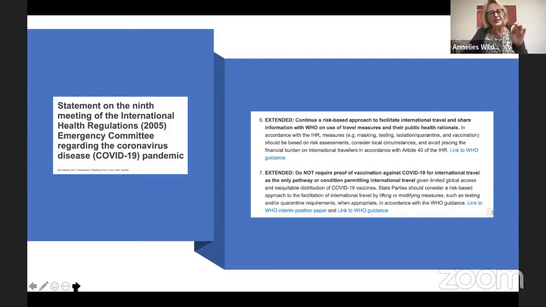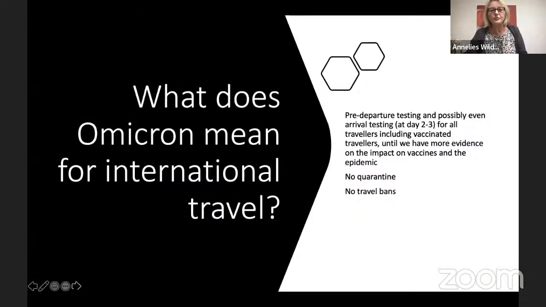Also, and many people don't know that, WHO advises against COVID-19 vaccine certificates. The reason is not that they are against it, but that as long as we do not have equitable distribution of COVID-19 vaccines around the world, meaning everyone has equal access to vaccines, WHO has no way of advising vaccine passports to allow travel until there's equitable distribution.